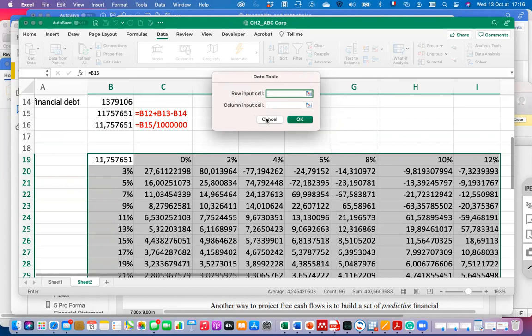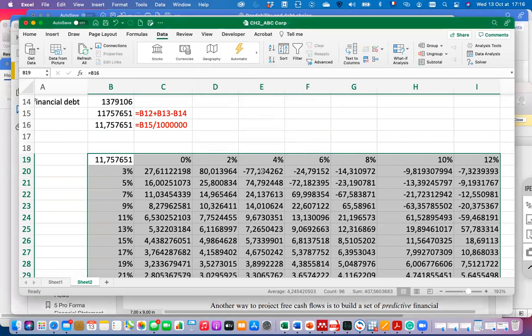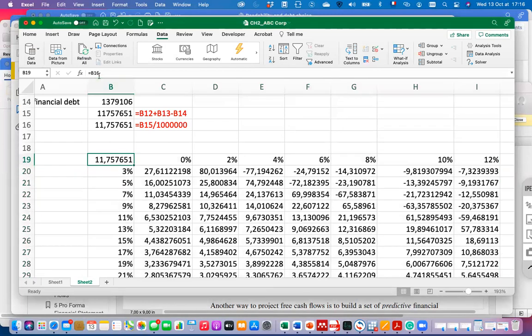Okay, so one last thing. As I told you, we have negative values, which has no sense economically. And it's because we have not respected the conditions put by the Gordon-Shapiro model. So for these negative values, we have to eliminate them. So we go to the equal B16 cell and we replace it by the IF function.